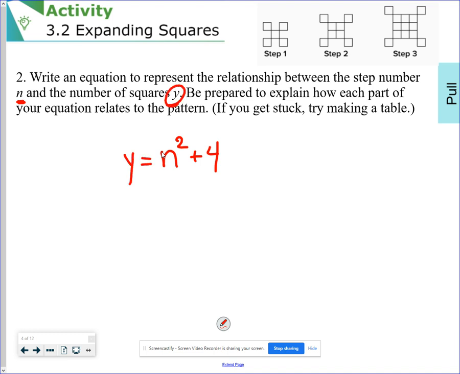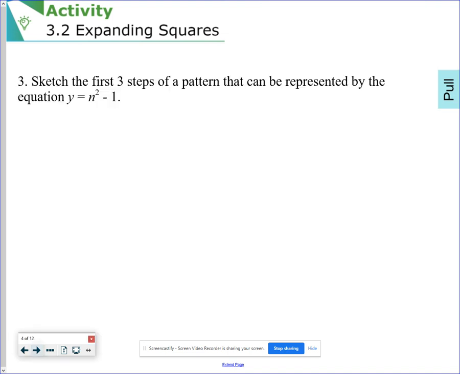Okay? So you can certainly make a table if that helps you, but I think seeing this pattern and looking at 1 squared and 2 squared and 3 squared kind of helps with that one, just visually seeing that pattern.